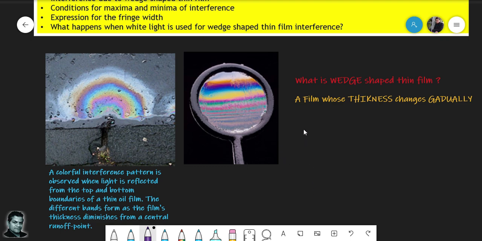So in one sentence, what is a wedge-shaped thin film? A film whose thickness changes gradually from one point to another. So that would be the simplest definition of a wedge-shaped thin film.